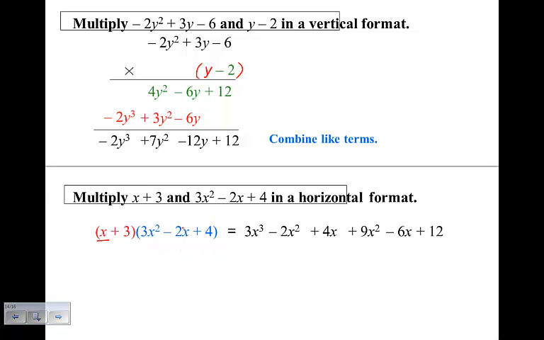Guys, please feel free to pause the video and rewind if you're not following it. That's one of the good things about having a video. But then we're going to put like terms together, and we're going to come up with 3x cubed plus 7x squared minus 2x plus 12. All right?